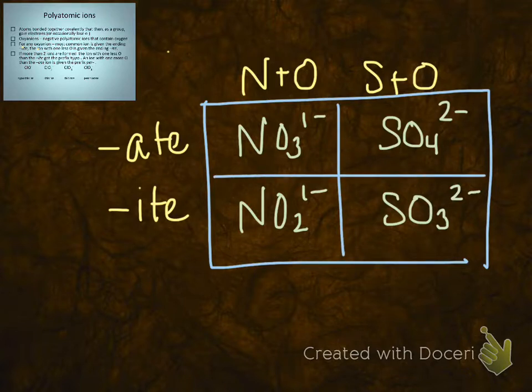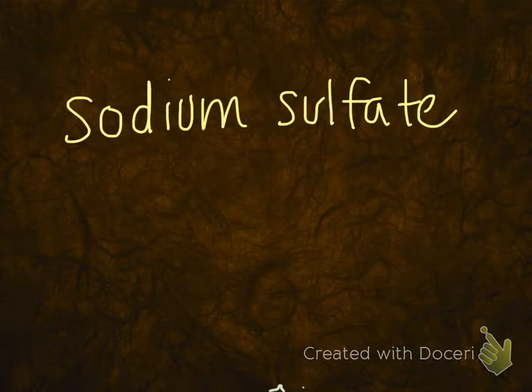The ATE and ITE in polyatomic ions relates to the most common and the one with one less oxygen than the most common. I know, it's strange, but you will get used to it when you've done it enough, I promise. So let's practice some formula writing. Let's say you've been given a formula for sodium sulfate. Well, you have to use your reference table.